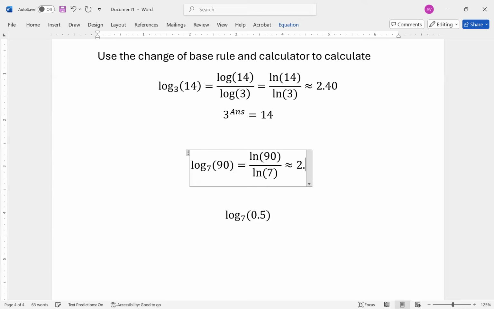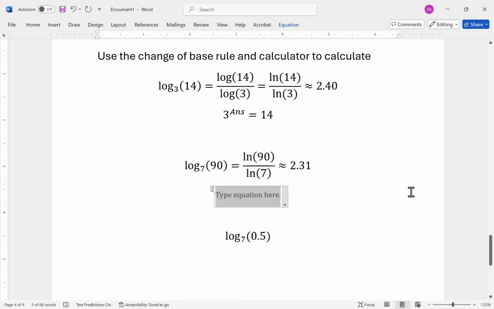Again, if I took the exact answer, what this is meaning is it's saying that 7 to the roughly 2.31, or on my calculator, I got 2.312444731. So 7 to that power is about 90. Okay. So even this number, though, is a rounded number. So be careful when you're using that.